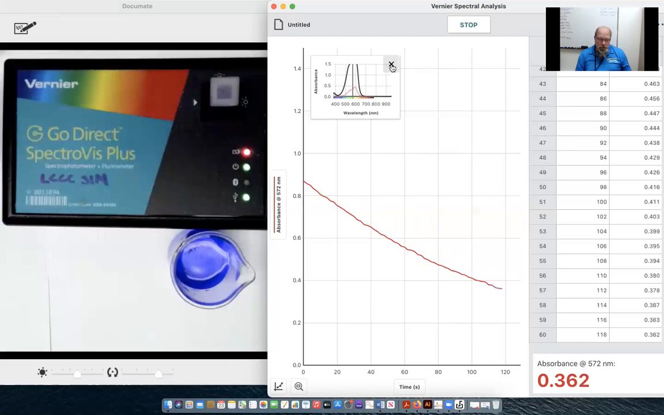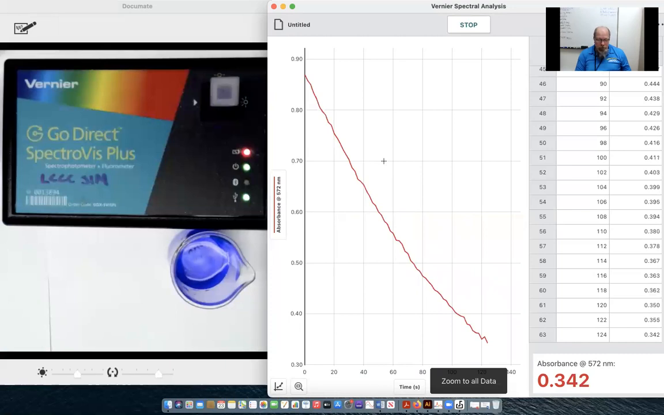I'm going to close this insert just so it's not in our view. And then I'm going to double click on the graph, which will auto scale it to the data that's actually being displayed at this point. So we've just hit a little over 2 minutes and we're down to about 0.3. Now here's where it's going to begin to slow down the rate of the reaction.